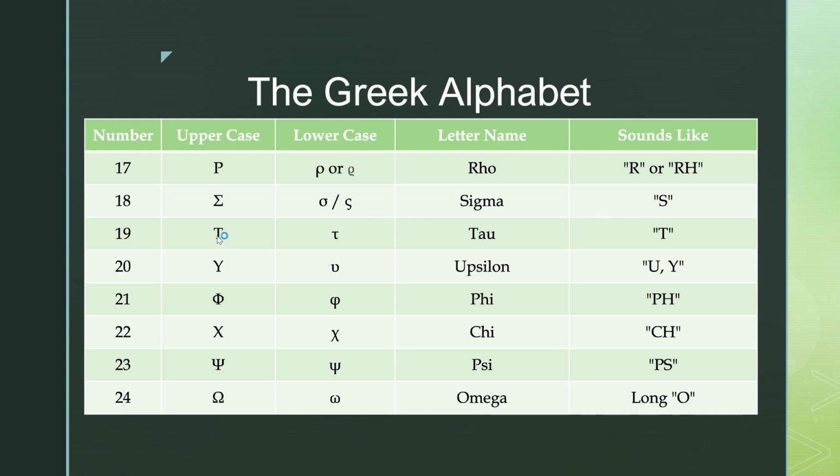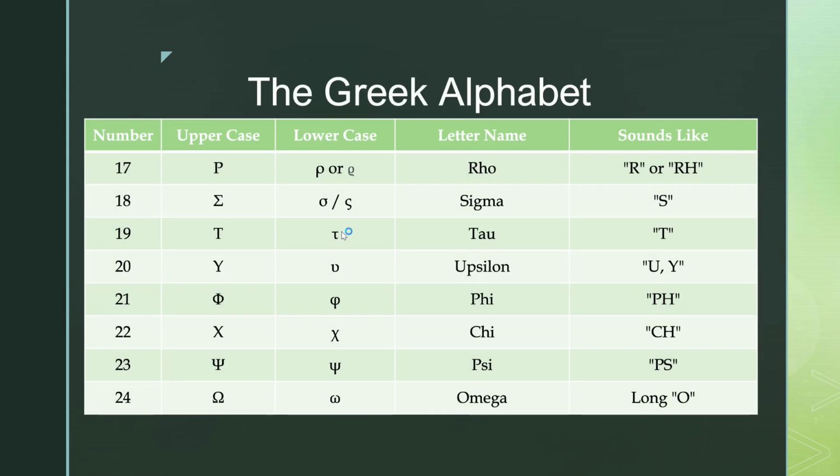It sounds like S, obviously. A tau is a T. It sounds like a T. The uppercase looks like a T, and a little tau looks like a T, sorry, a T with a little tail. And upsilon, the uppercase is Y, and the lowercase is like a U, and it sounds like U or Y, and you can translate it into both.